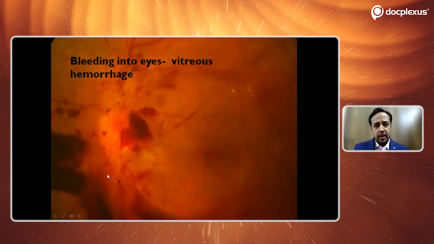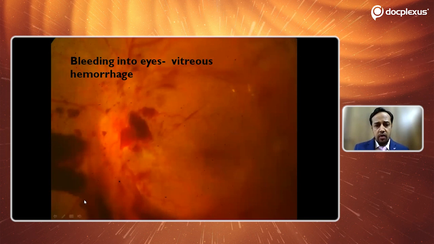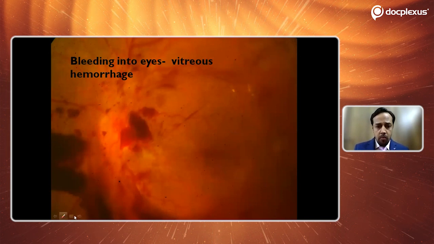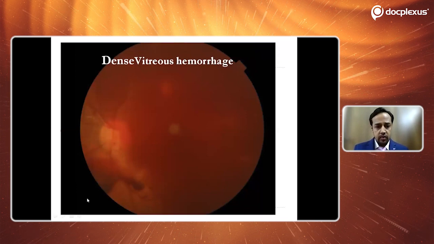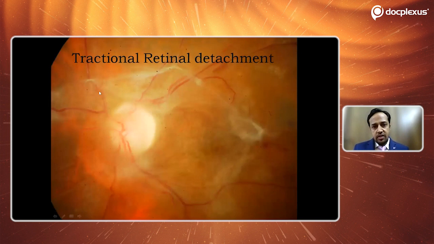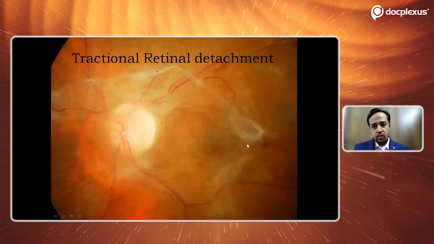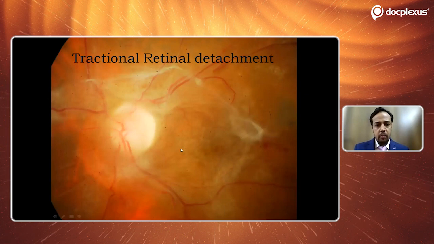Now, when they bleed, we can have vitreous hemorrhage, which can vary from a milder form, or we can have a dense vitreous hemorrhage, like in this case. And in later stages, tractional retinal detachment, which involves the central foveal area, can occur.